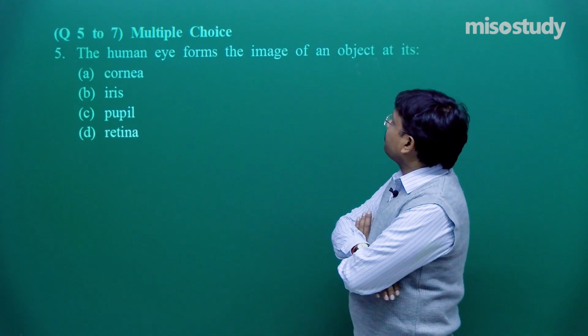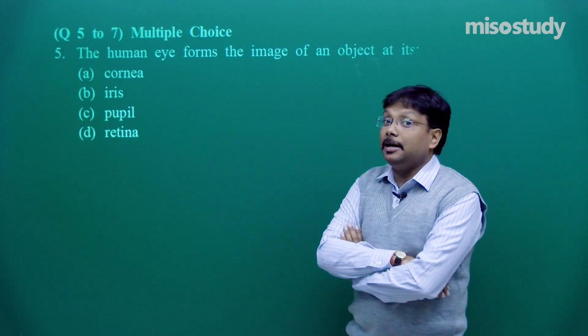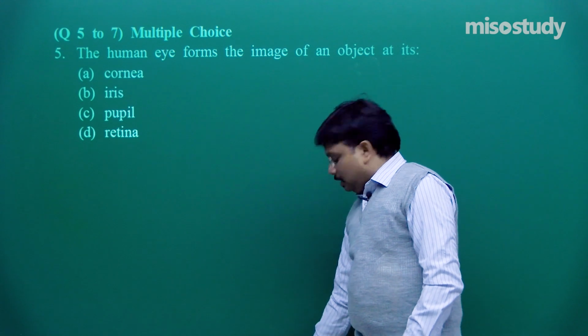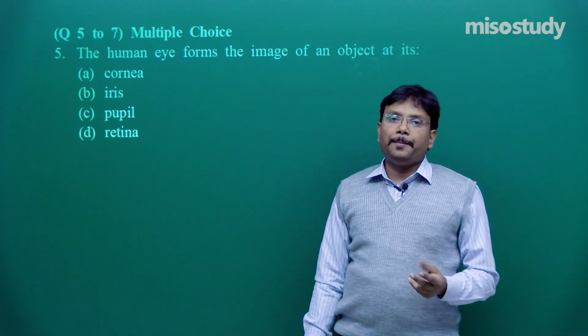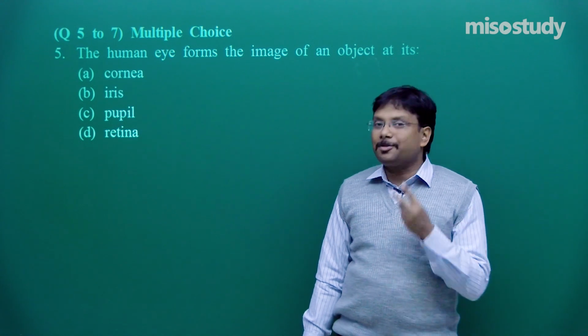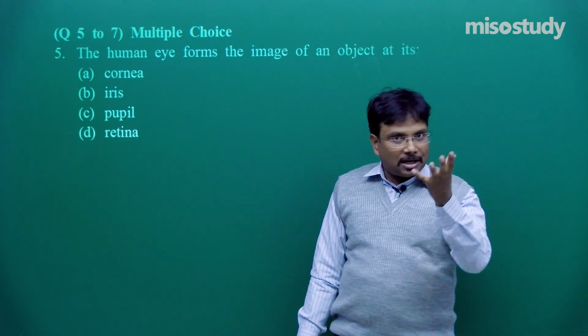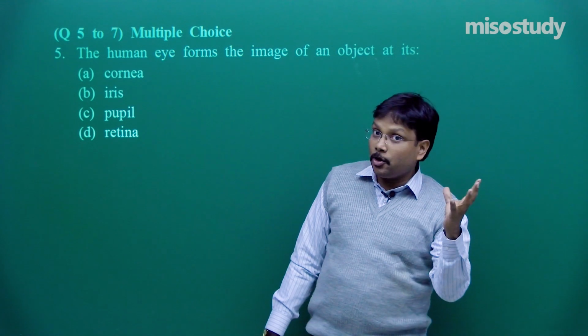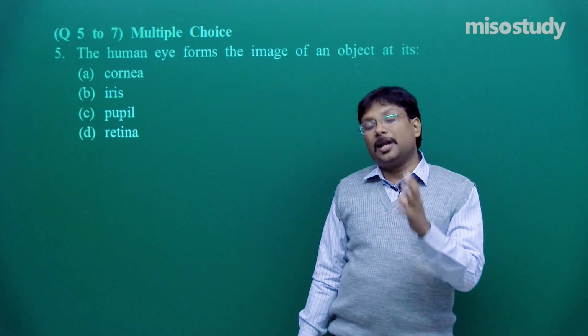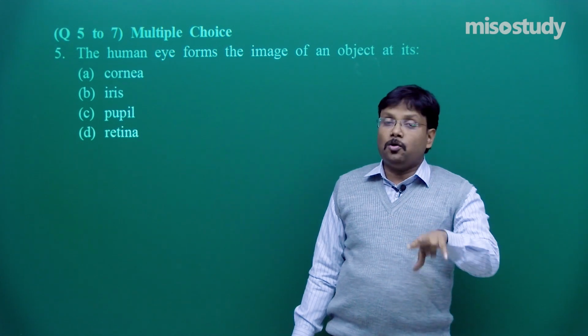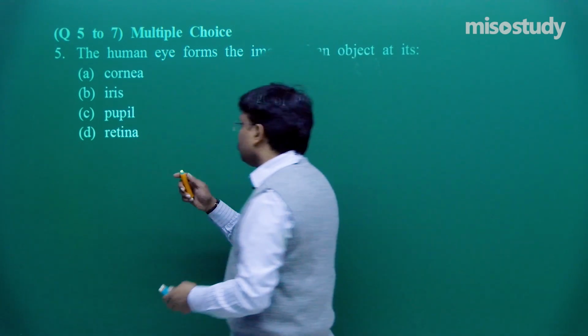The human eye forms the image of an object at its... Now, during the preparation of the videos, I prepared 2 videos where I explained the structure of the human eye from the physics point of view as a camera, and also in one video I explained the working. Again in that video also I explained the structure.